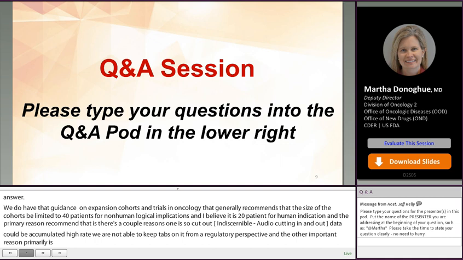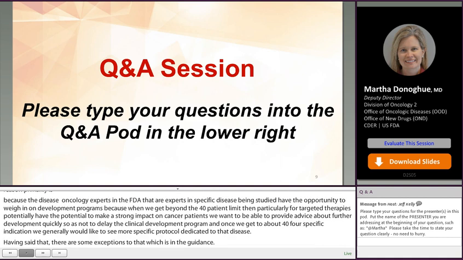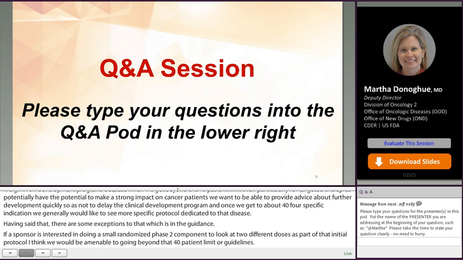Having said that, there are some exceptions to that 40 patient guideline, which is in the guidance. And so, if a sponsor is interested in, say, doing a small randomized phase 2 component to look at 2 different doses as part of that initial protocol, I think we'd certainly be amenable to going beyond that 40 patient limit or guideline. So if you're interested in deviating beyond that, we'd be interested in hearing from you and providing additional guidance, because dose optimization is very, very important.